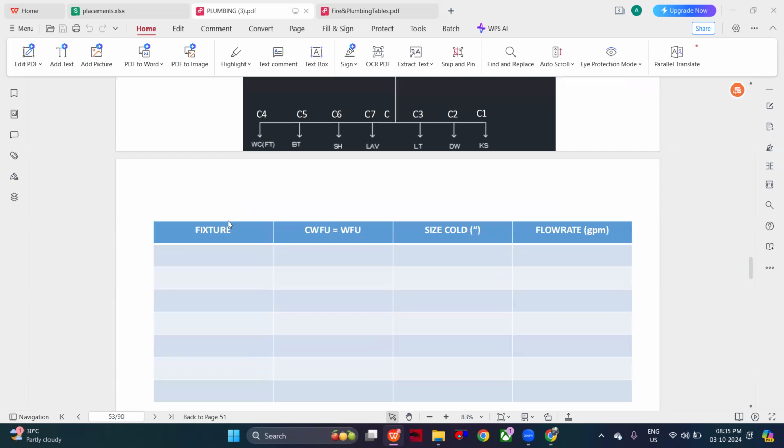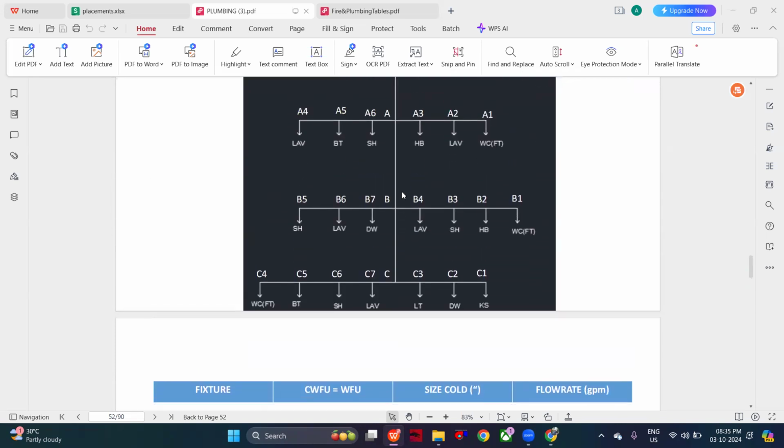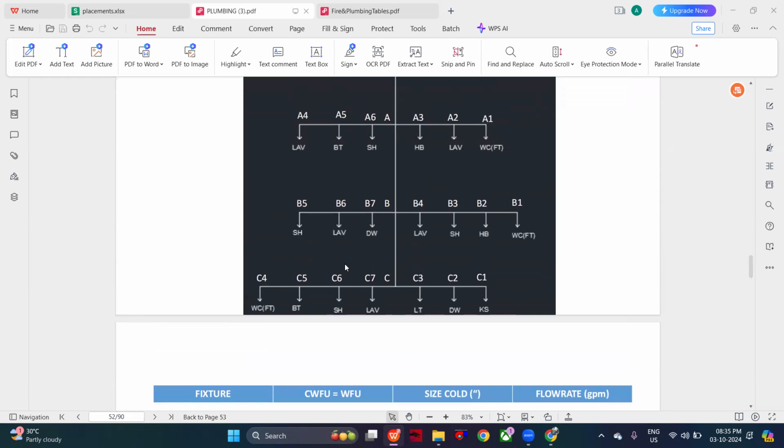First of all, you have to find out the CWFU and WFU. First of all, you have to write down the plumbing features. No need of repetition. Only write water closet, bathtub, shower head, lavatory, laundry tray, dishwasher and kitchen sink. And no need to write down the dishwasher again. Only one, no need of repetition.